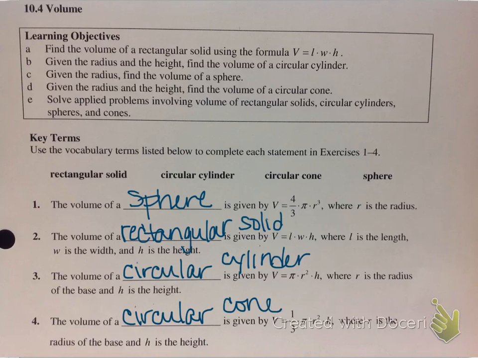We have a formula for a rectangular solid, so it's like a brick. The volume of a circular cylinder, you can think of that like a soup can. And a circular cone could be like an ice cream cone or one of those snow cones. If you ever had a snow cone, the paper cup comes to a point at one end and the other end is a circle. That would be an example of a circular cone.